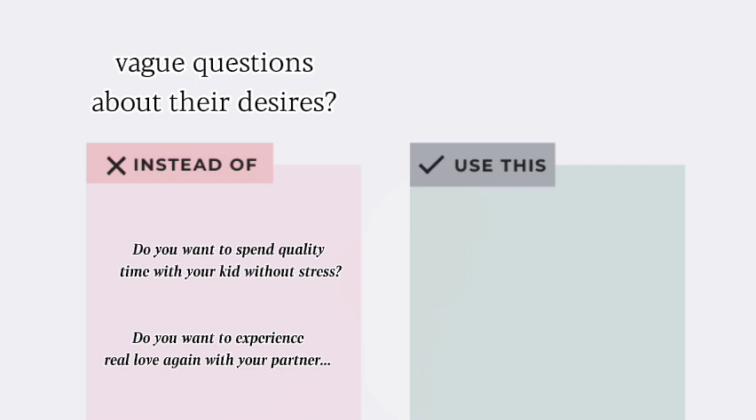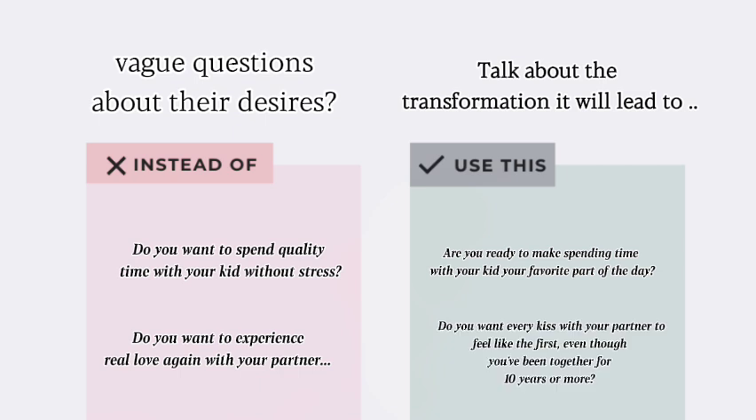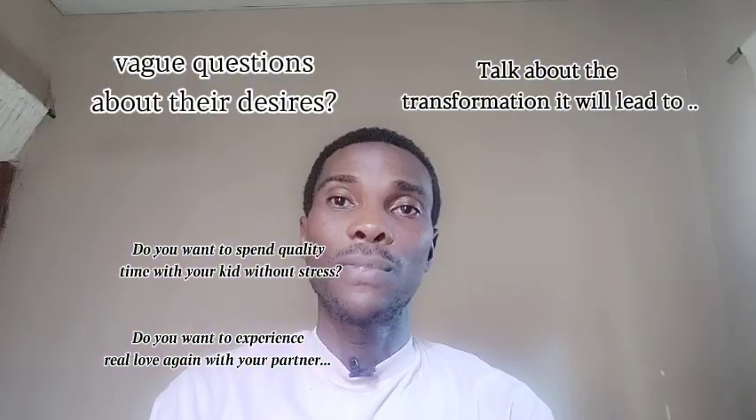The better way to put this is to talk about the kind of transformation that this will lead to. Are you ready to make spending time with your kids your favorite part of the day? Or do you want every kiss with your partner to feel like the first, even though you've been together for 10 years or more? One is vague and the other is specific. One is just a question of a desire, while the other is a statement of a desired experience.